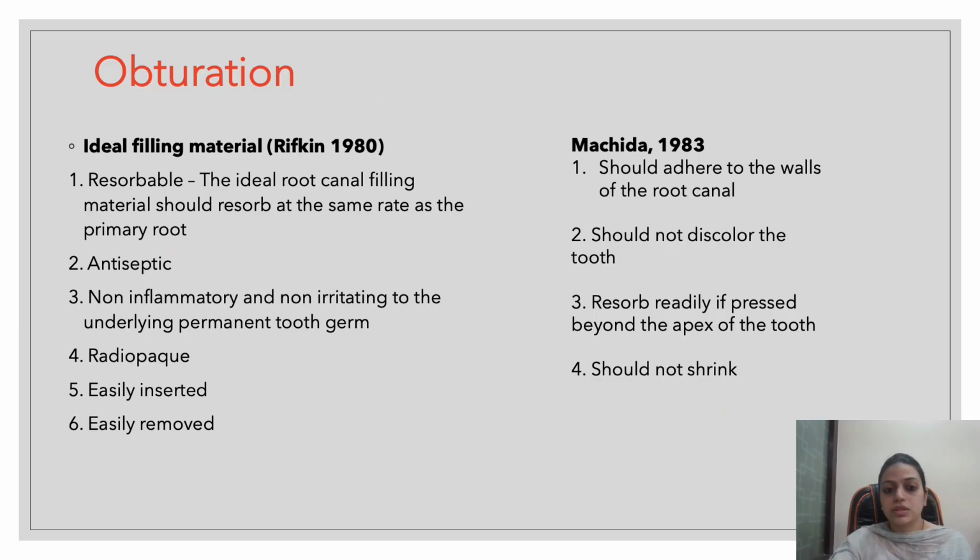For obturation, the ideal filling material has to be resorbable. It should resorb at the same rate as the root of the primary tooth. It has to be antiseptic, non-inflammatory, non-irritating to the underlying permanent tooth germ, radiopaque, and easily inserted and easily removed if required. It should adhere to the walls of the root canal, should not discolor the tooth, should resorb readily if it is pressed beyond the apex of the tooth by mistake, and it should not shrink.